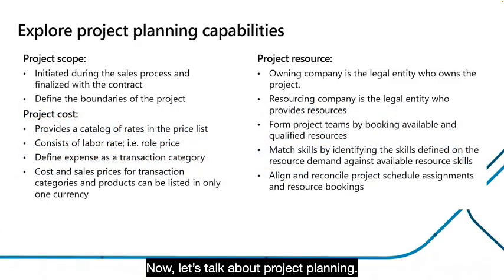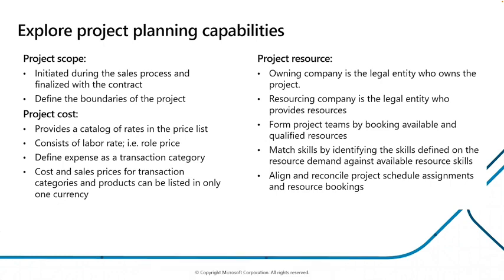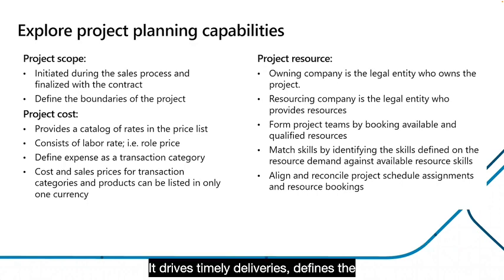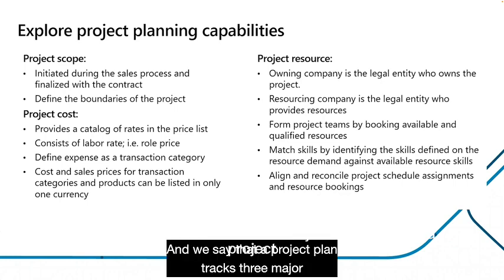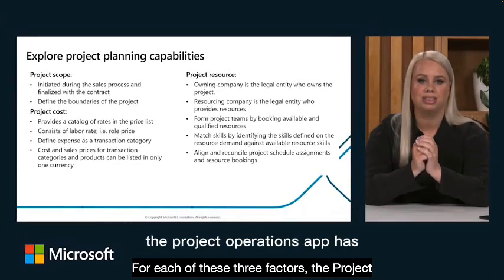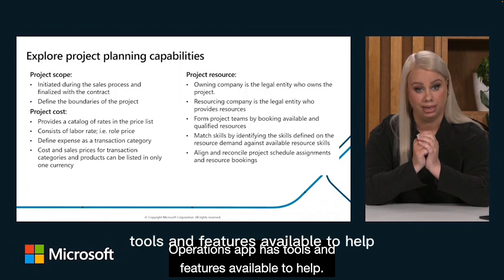Now, let's talk about project planning. Having a good project plan is vital, and it ultimately ensures the success of the project. It drives timely deliveries, defines the milestone-based critical functions for the different phases of the project. And we say that a project plan tracks 3 major derivatives of a project: scope, cost, and resources. For each of these 3 factors, the Project Operations app has tools and features available to help.